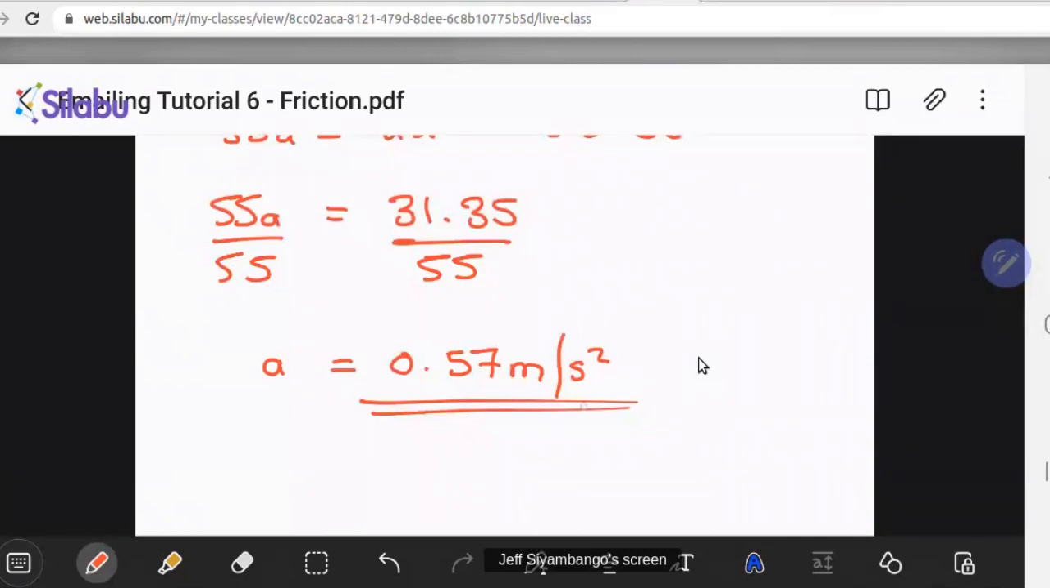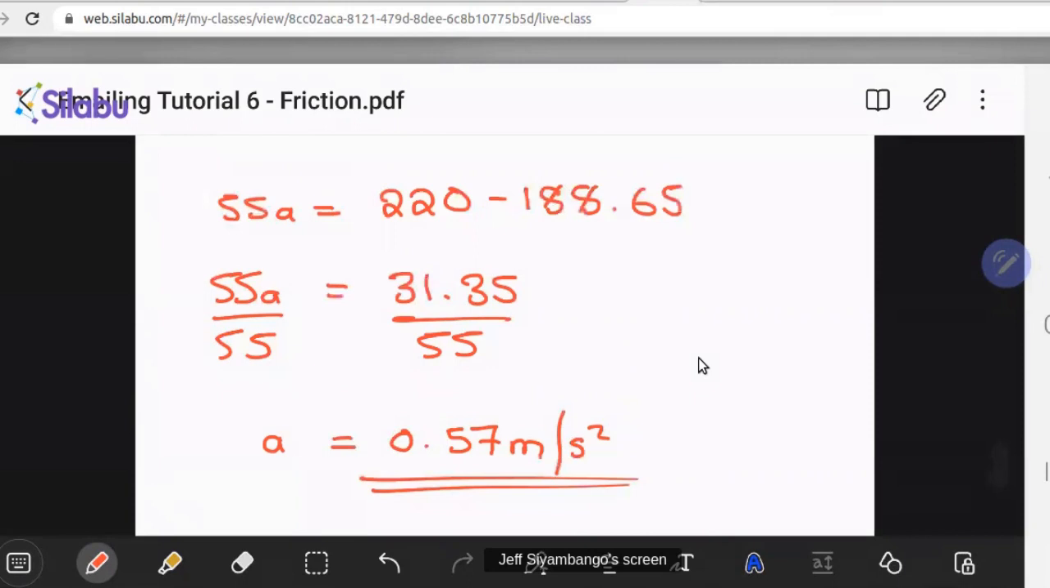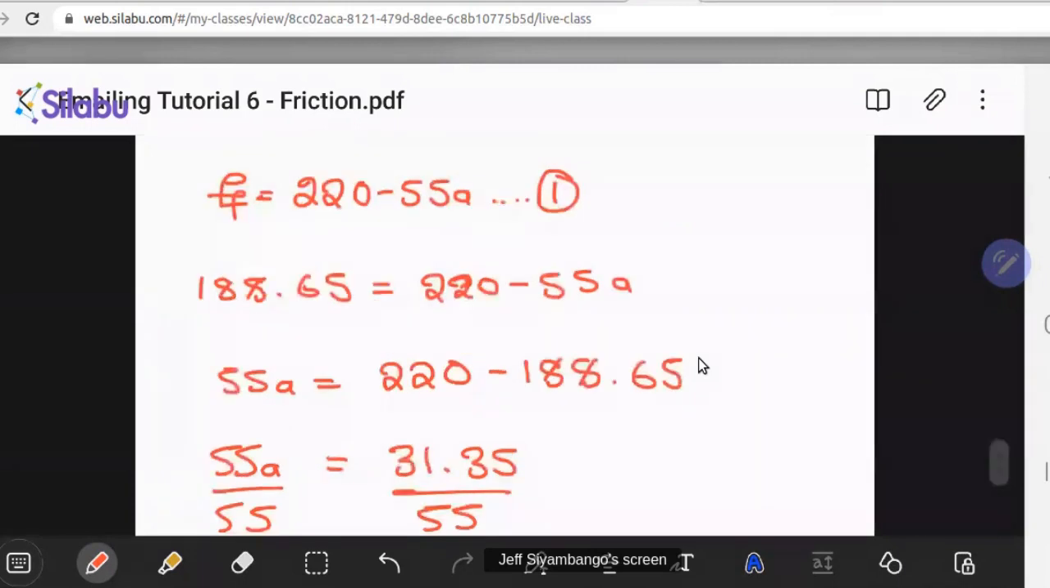So this is how it goes when it comes to question 7. We've answered both A and B. Any questions there?